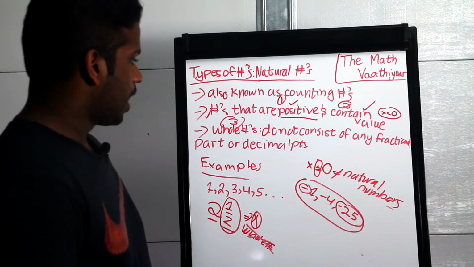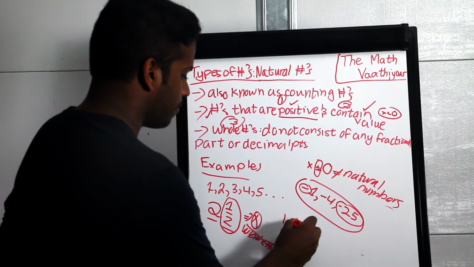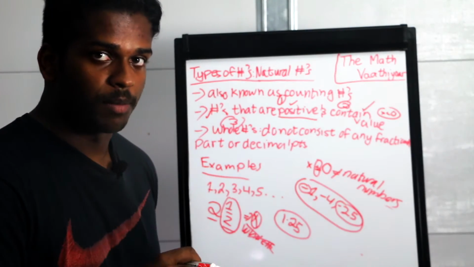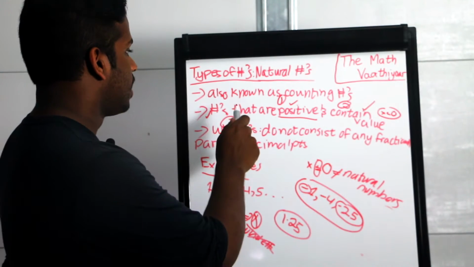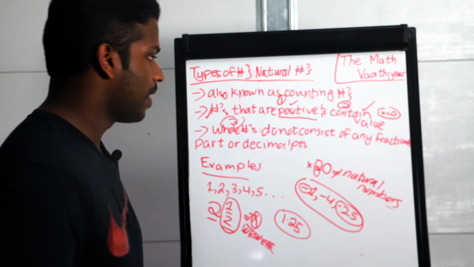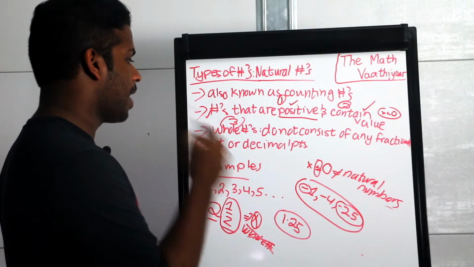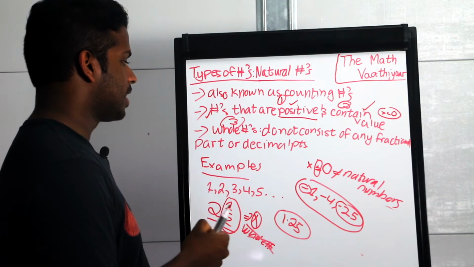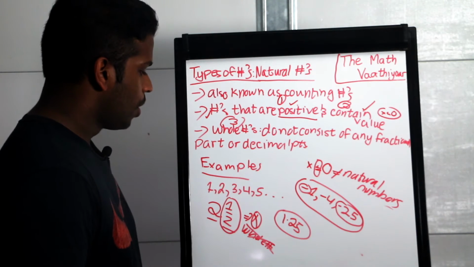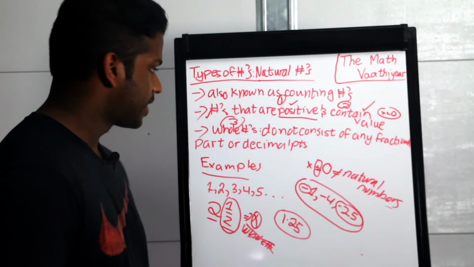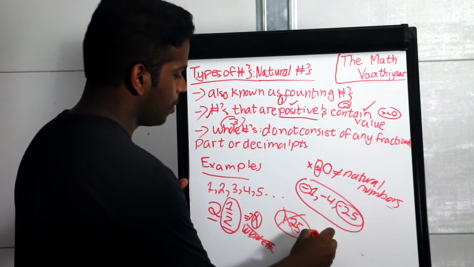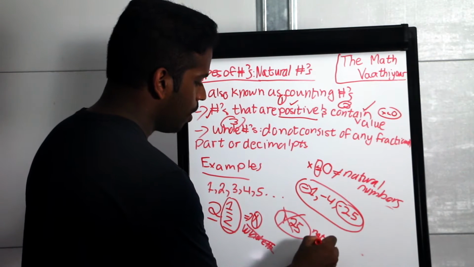What about 1.25? Is this a whole number? No. But think about it. Is this a natural number? Now, let's answer that question. It's positive. This number is positive. Yes, it does contain value. 1.25 has value. But is the third thing that we're looking at also present in this number? Is it a whole number? 1.25. No, it contains decimal points. So therefore, this is not a natural number nor a whole number.